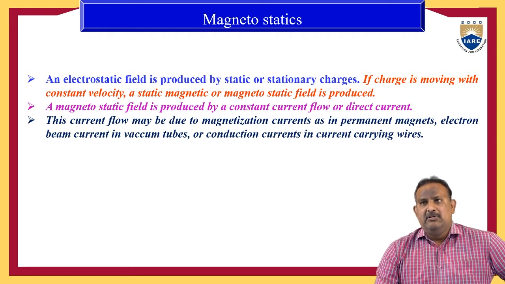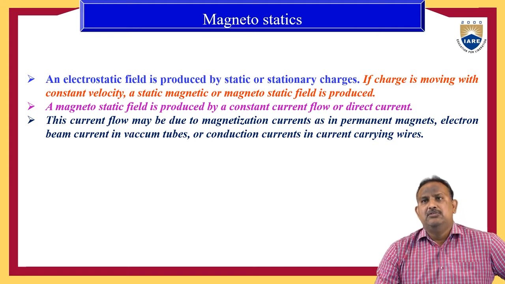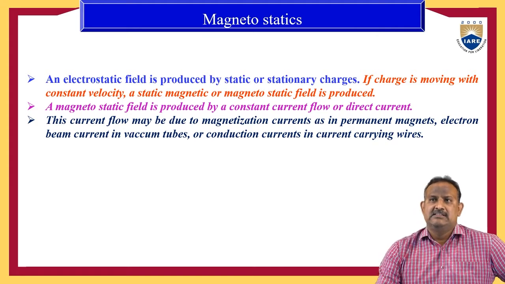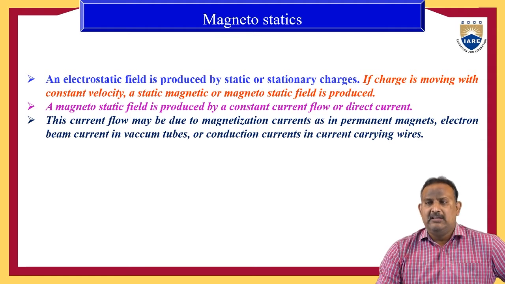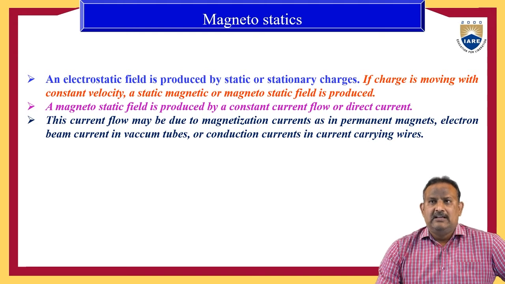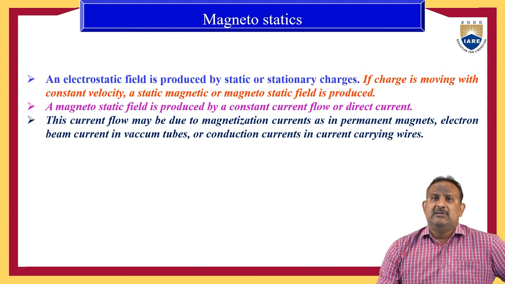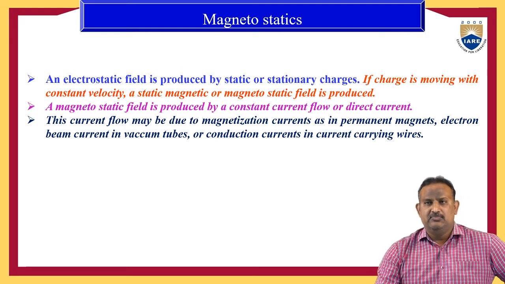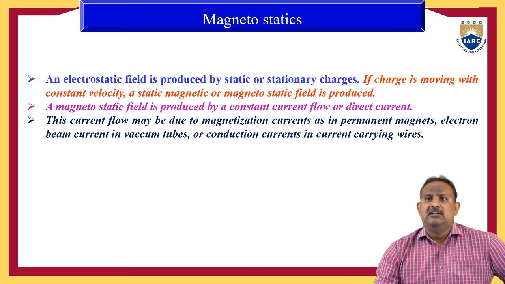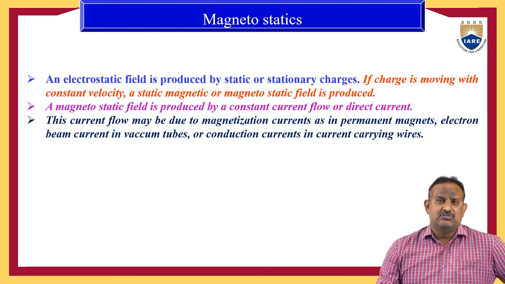Here the current flow may be direct current flow or constant current flow. The current flow may be due to magnetization currents as in a permanent magnet, electron beam current in vacuum tubes, or conduction current in current carrying wires. So by using these three methods, we can generate the current. The current may be a constant current flow or a direct current, and by using this, we can produce a magnetostatic field.